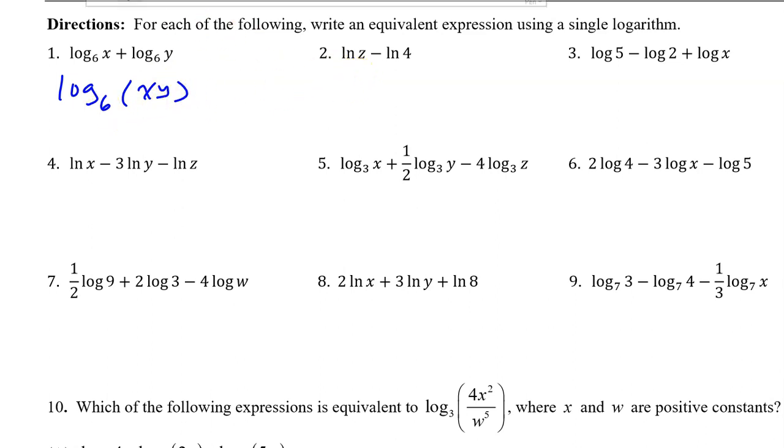We can solve number 2 using the quotient rule, which tells us that we can take the difference of 2 logarithms and rewrite it as a single logarithm of a quotient. It'll be the first one divided by the second one. So z over 4.